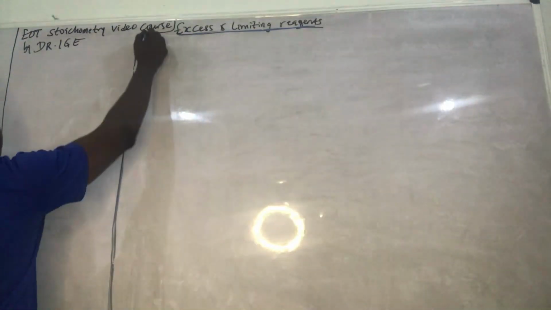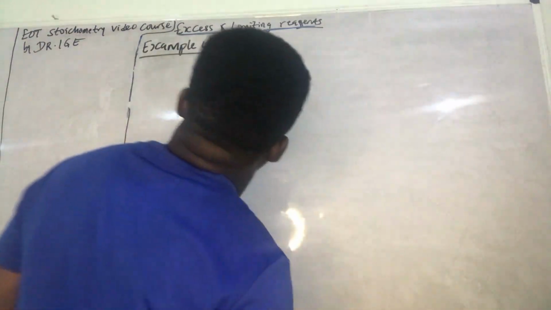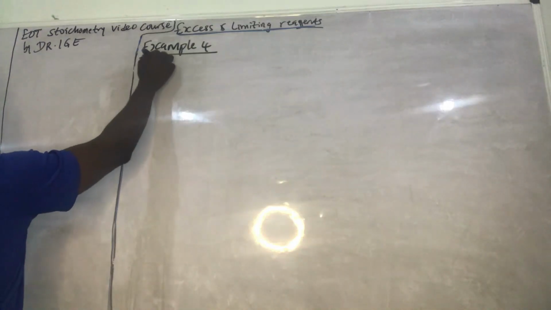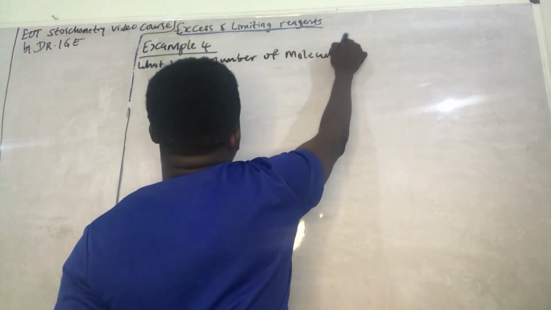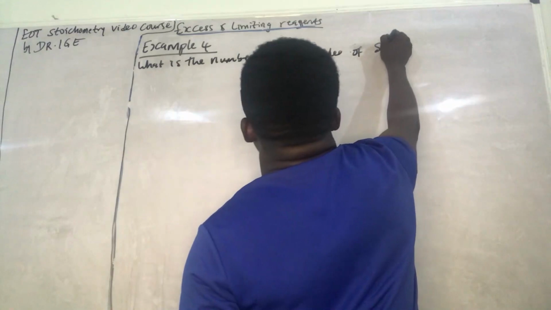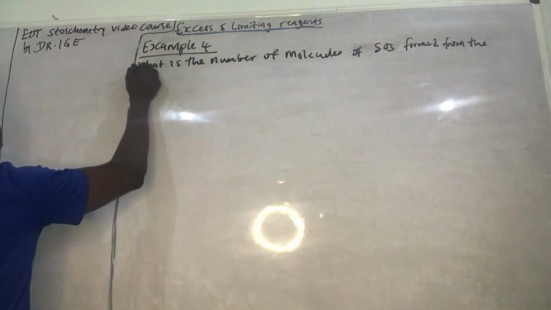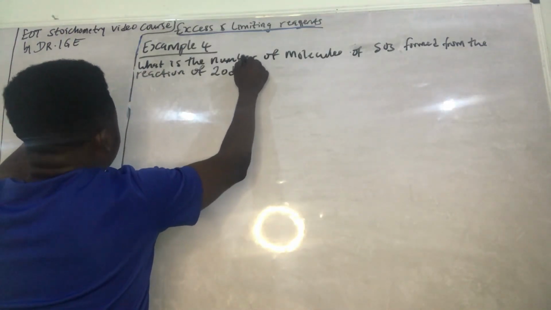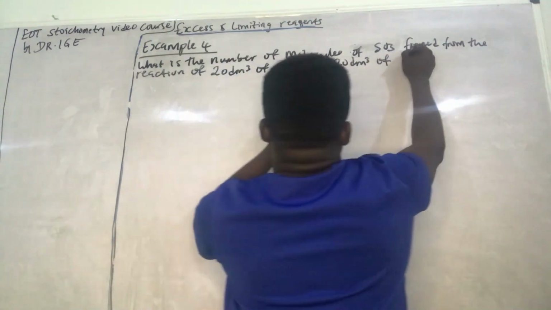Example 4. What is the number of molecules of SO3 formed from the reaction of 20 dm cube of SO2 with 20 dm cube of O2?